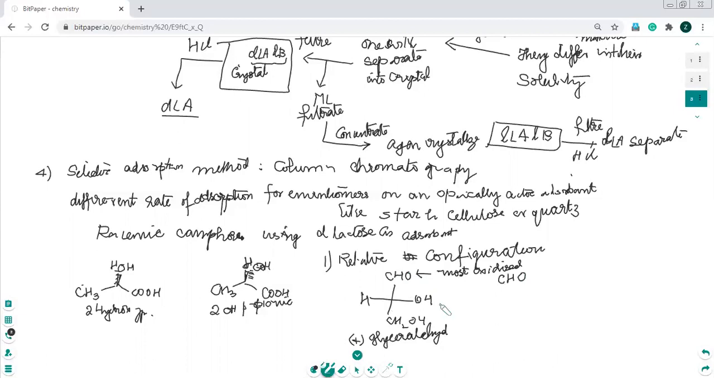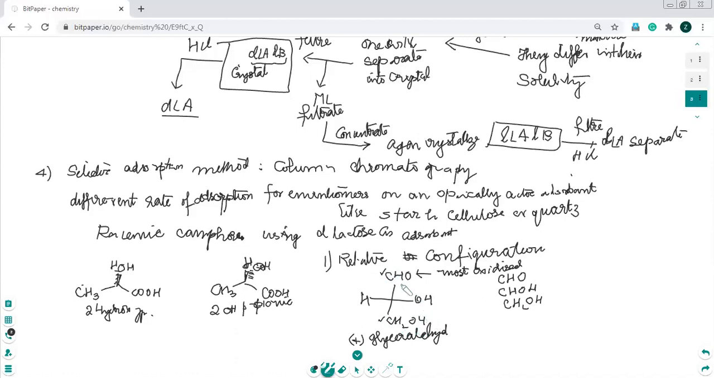Now you have CHOH. And now you have CH2OH. See that, it's very easy to understand. So you have to arrange this molecule into a Fischer projection in this fashion. Most oxidized group on the top, least oxidized group at the bottom. See here, this is top to bottom. So CHO comes first, CHOH comes next, and CH2OH comes third.